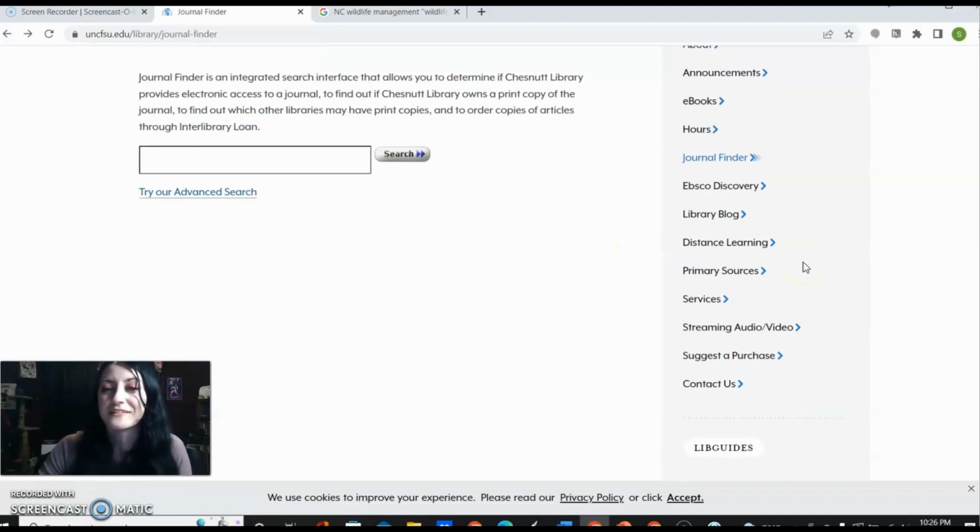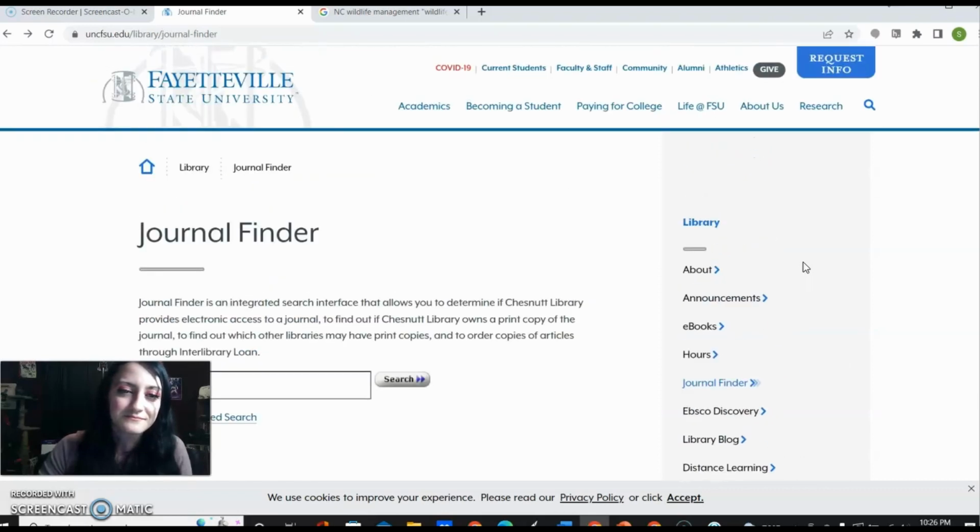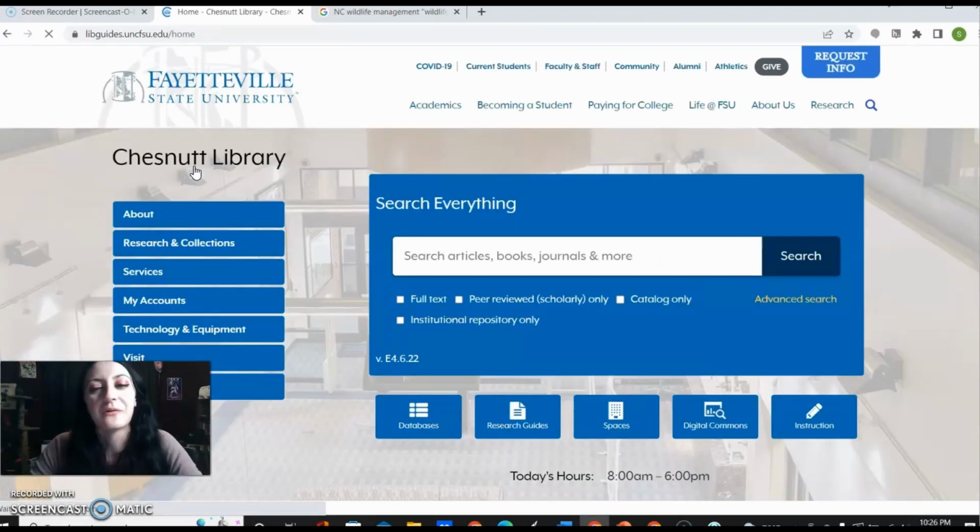Maybe I just want to look for sources kind of like how I do in Google, and I don't really want to worry about what a journal is and stuff like that. So if that's the case, go here to just the basic Fayetteville State University, look for Chestnut Library.